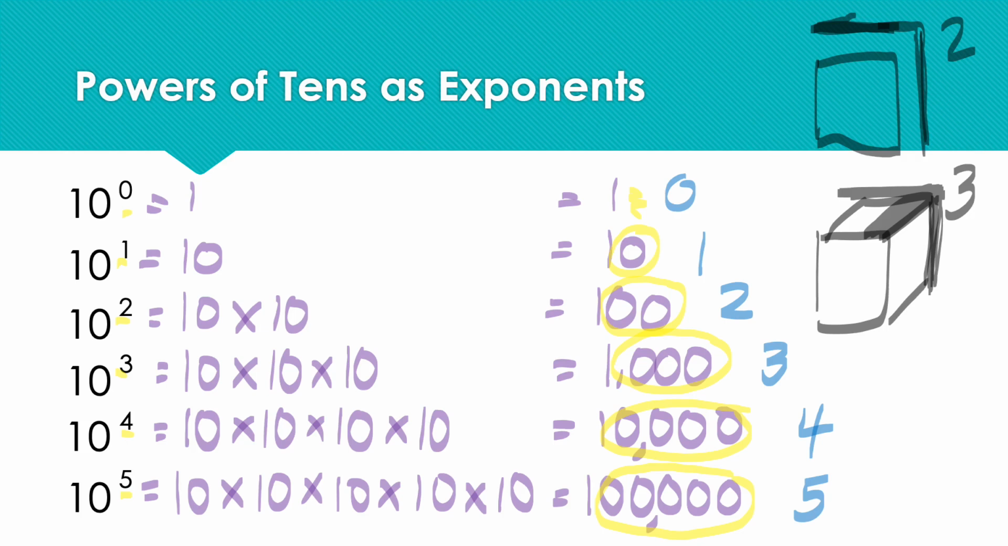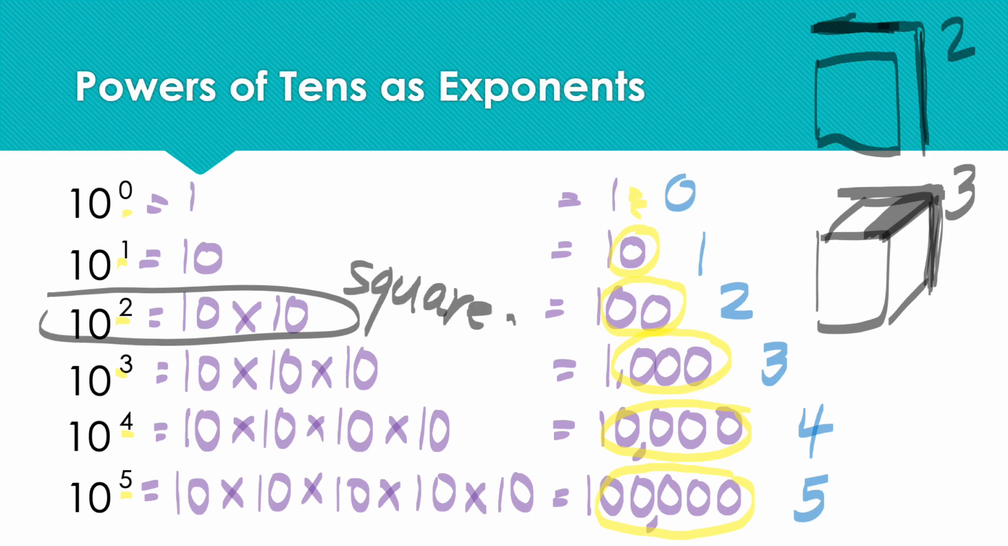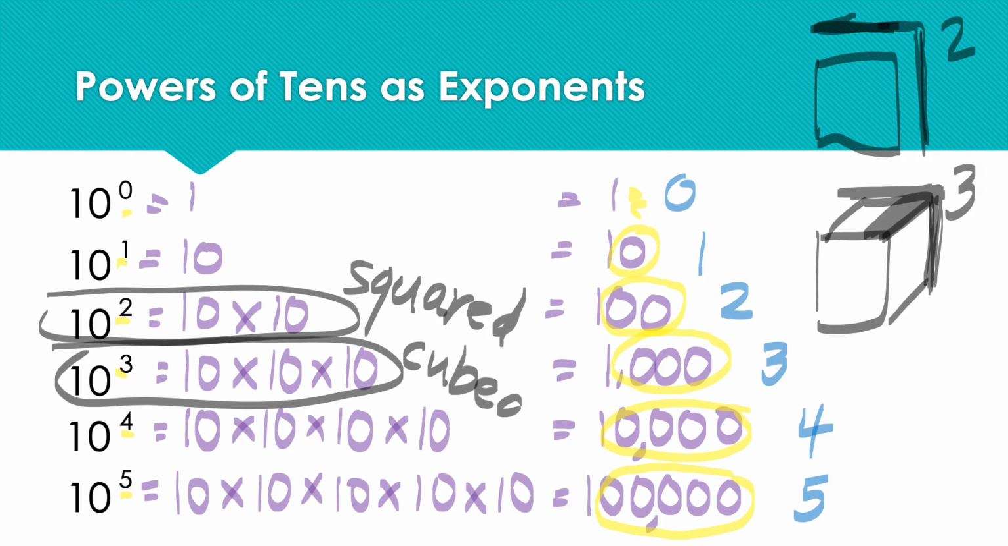So the second power is actually called squared. So this is 10 squared. The third power is called cubed, 10 cubed. And that works anytime you have an exponent 2 or an exponent 3. Exponent 2 is squared, just like this. And exponent 3 is cubed, just like this.